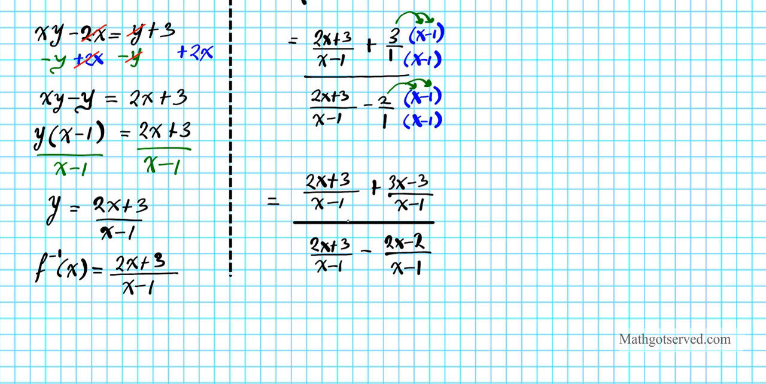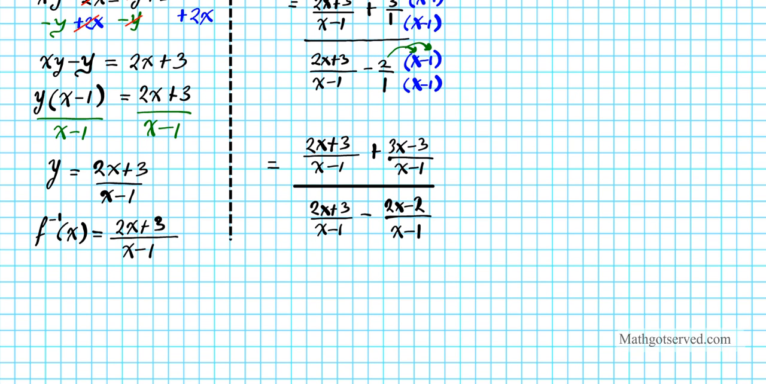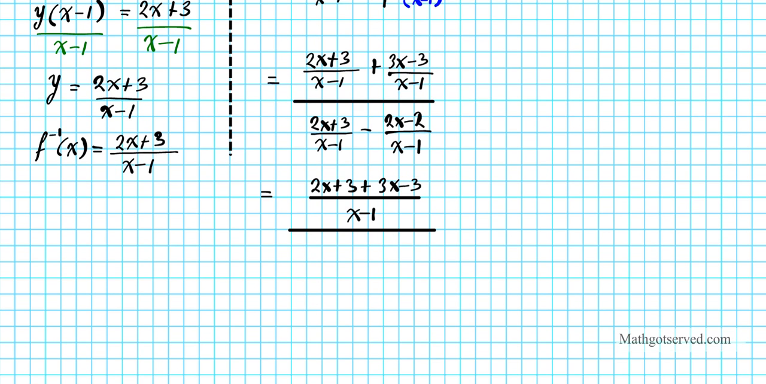All right, now we're going to write the two fractions as a common fraction with the same denominator. So for the numerator, I'm going to write it as 2x + 3 + 3x - 3, all right? So that whole thing divided by x - 1. And then in the denominator, the same thing. I will combine the two fractions as one since they have the same denominator.